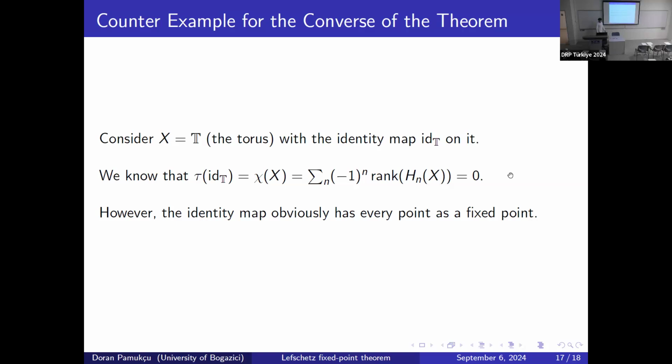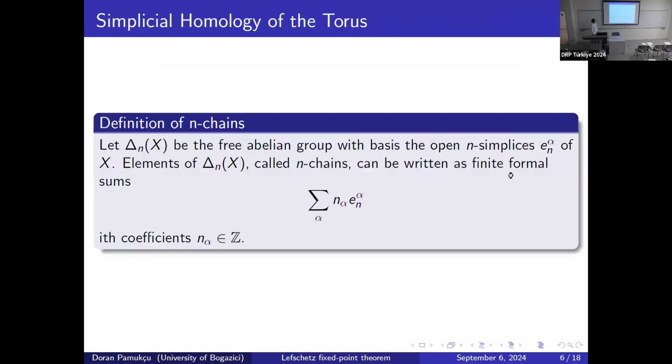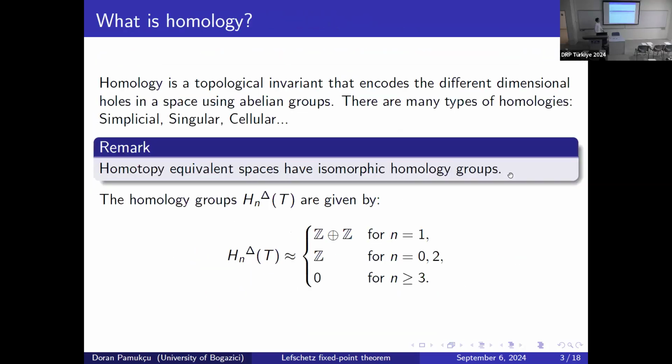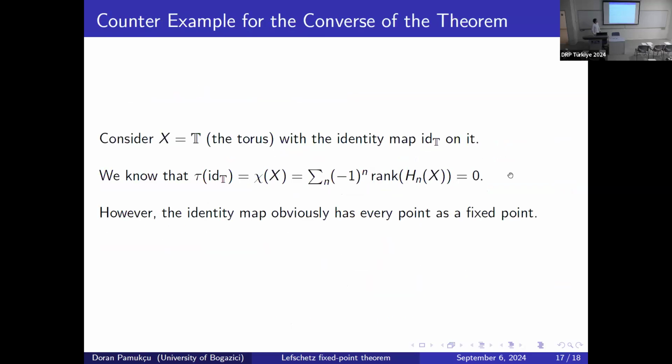But we know the homology group structure of the torus here. So we're taking the alternating sum on this. We get 1 minus 2 plus 1, which is 0. So this implies that the Lefschetz number is 0. But obviously, the identity map has infinitely many fixed points. So the converse of the theorem is false, and this is the counterexample to it.